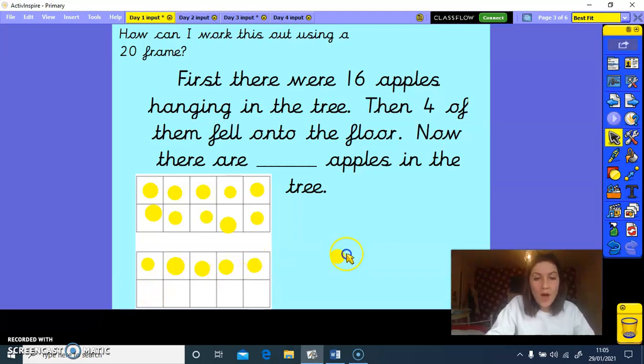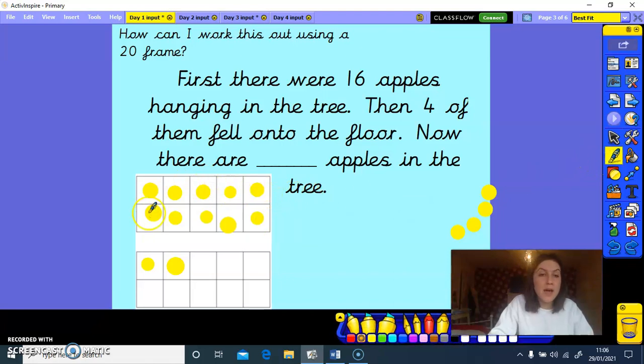I will literally take 4 away, won't I? So 1, 2, 3, 4. I had 16 counters on my 20 frame, and then I wanted to take 4 away because 4 fell down. So now I need to do what? Count these up, don't I? Brilliant. So I can see straight away that my tens frame is full, which means how many do I have here? 10. Brilliant job. So I'm going to skip forward and put 10 in my head.